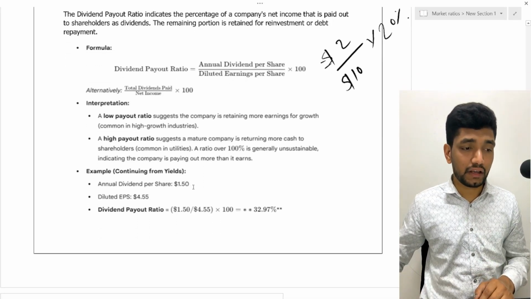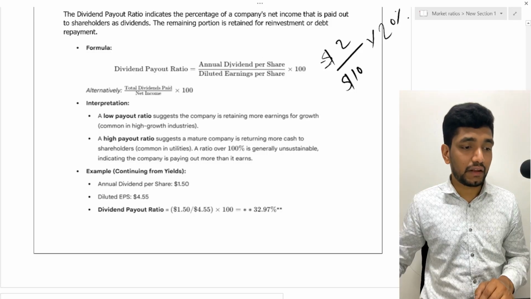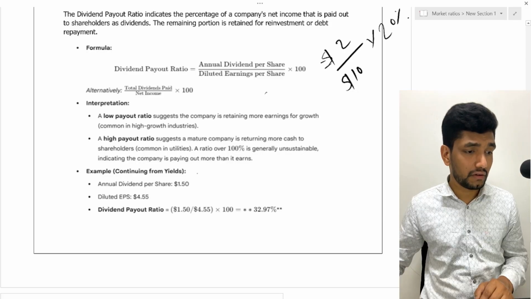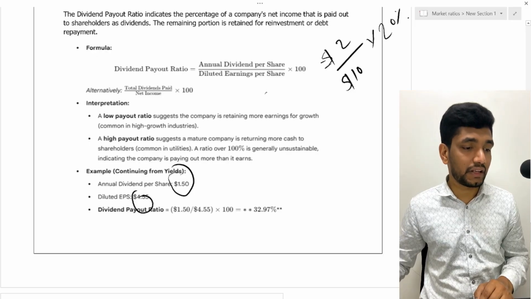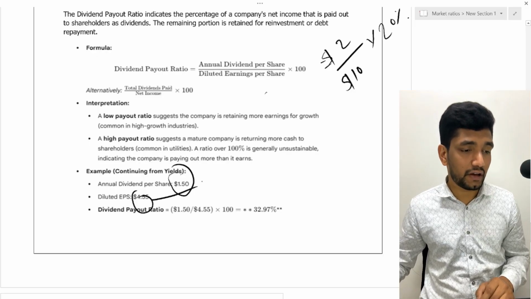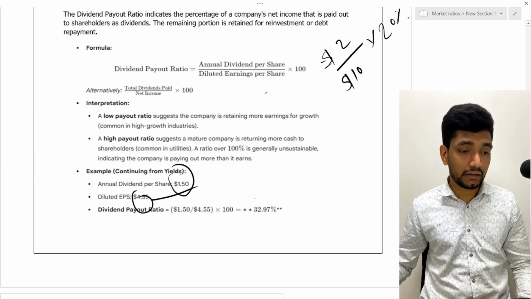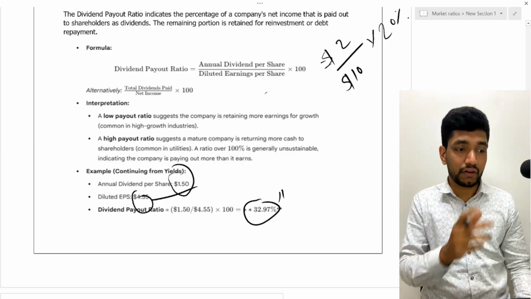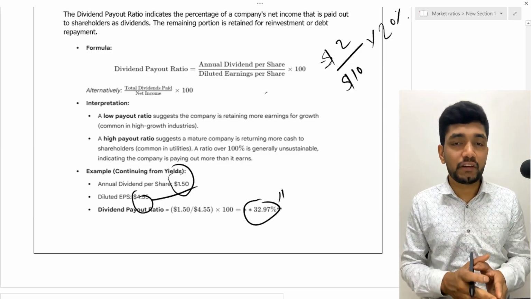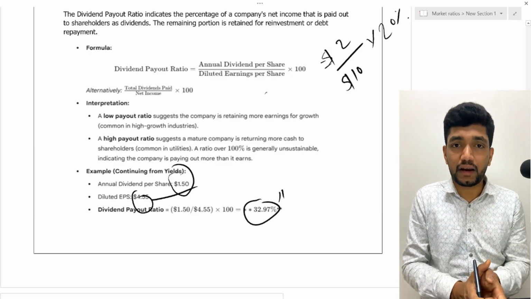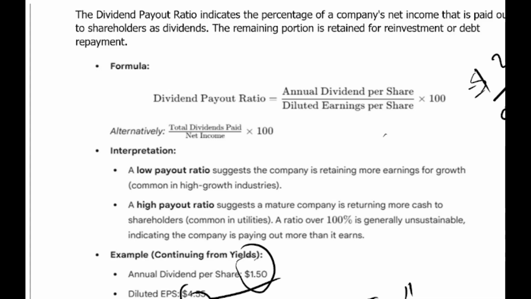You can see an example here. In this example, the annual dividend per share is 1.5 and the diluted earnings per share is 4.5, which indicates that this company is earning 4.5 and paying 1.5. So that means 33%. In this case, the dividend payout ratio is 33%, which indicates, compared to its earnings per share, how much the company is paying as dividend.